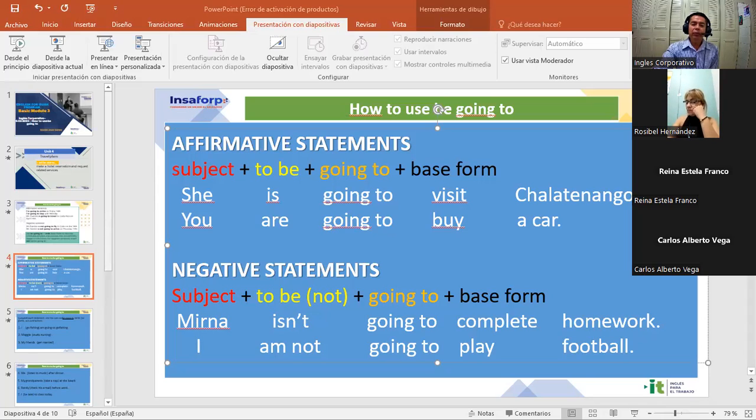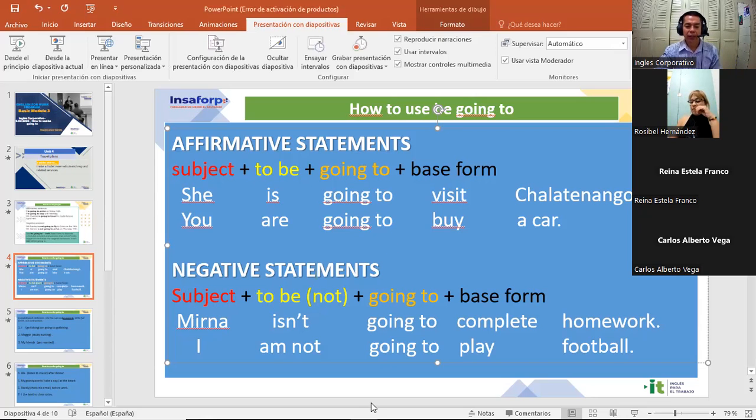Please repeat after me. She is going to visit Chalatenango. You are going to buy a car. Mirna isn't going to complete homework. I am not going to play football. Okay? Now, to review the verb to be, we're going to make an exercise.